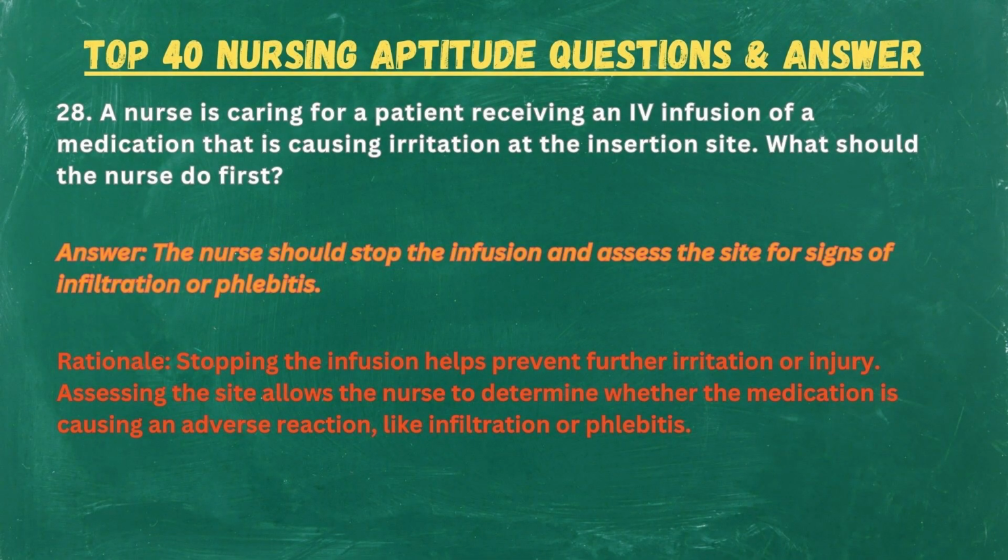28. A nurse is caring for a patient receiving an infusion of a medication that is causing irritation at the insertion site. What should the nurse do first? Answer. The nurse should stop the infusion and assess the site for signs of infiltration or phlebitis. Rationale. Stopping the infusion helps prevent further irritation or injury. Assessing the site allows the nurse to determine whether the medication is causing an adverse reaction, like infiltration or phlebitis.